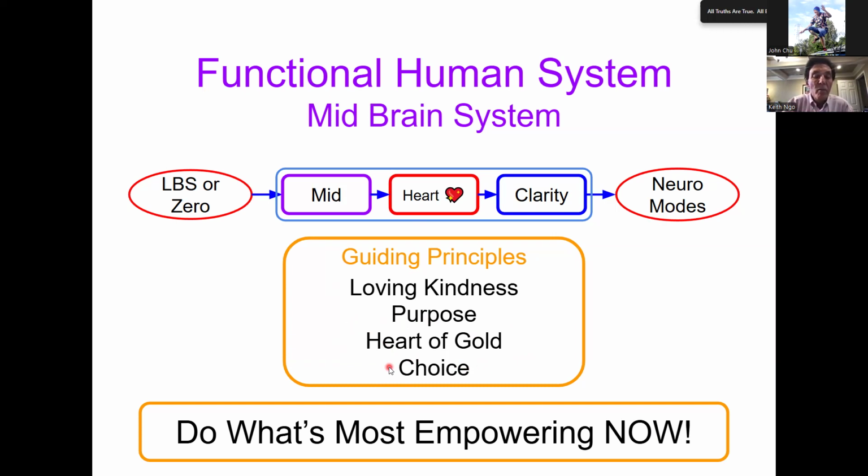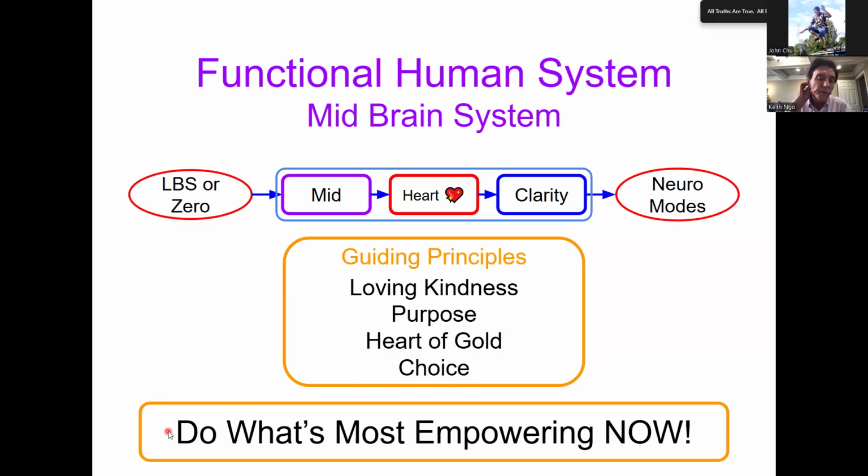Having that choice, no matter in what condition, to say I have a choice to do this or I have a choice to do that, to me is paramount to my well-being. So when the midbrain and the heart work well, we'll be doing what's most empowering at the present time instead of doing what's right. This to me is probably the biggest paradigm shift. Instead of doing what's right, what we're taught, what we believe in, we do what's most empowering now.